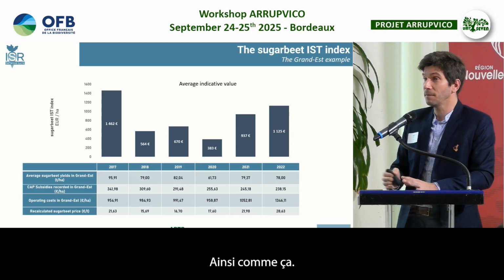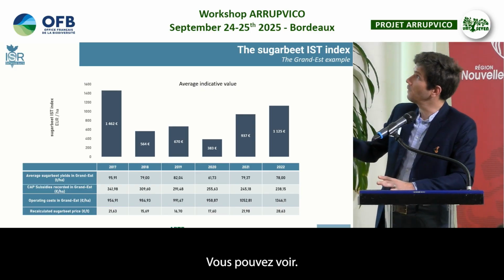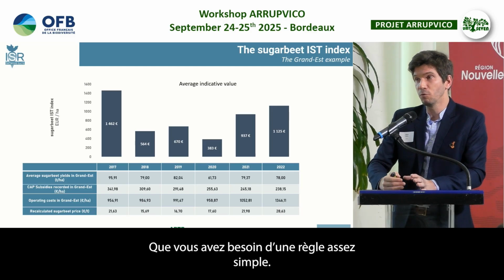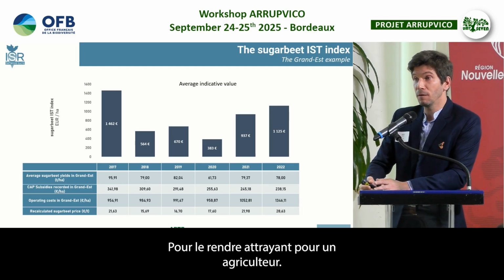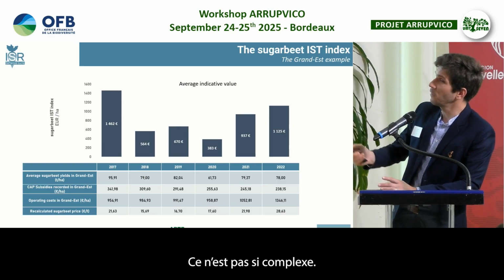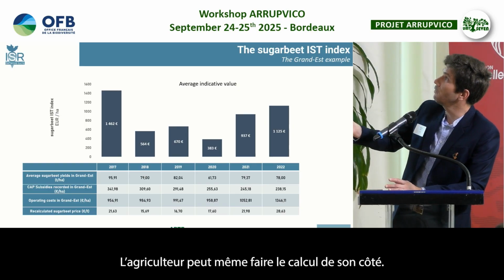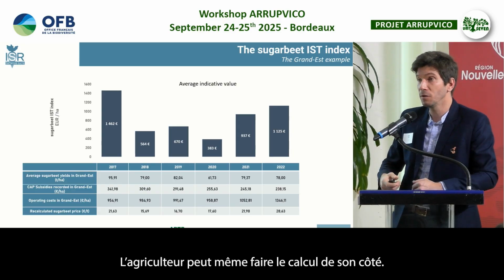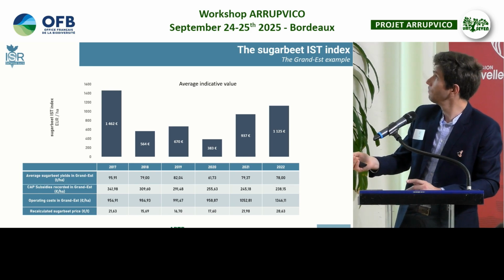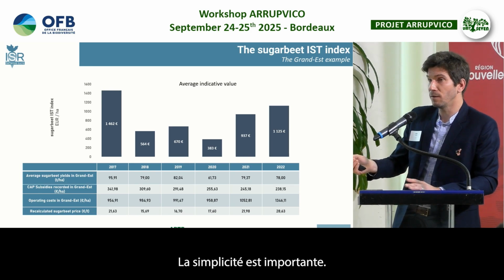So you can see, and this is a good illustration, that you need a rather simple rule to make it appealing for a farmer. In that case, it's not that complex. The farmer can even do the calculation on his own, and he knows whether he's eligible or not. Simplicity is important.